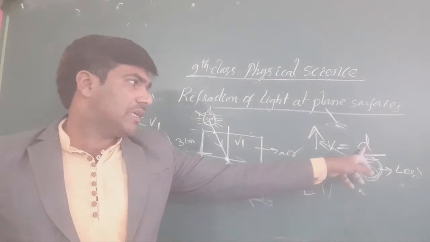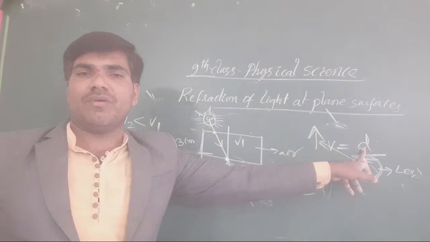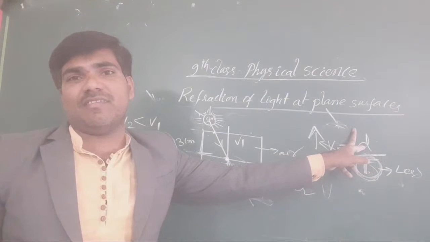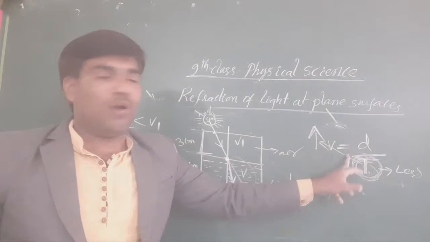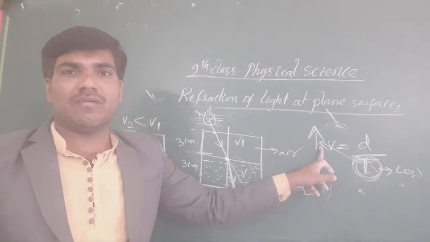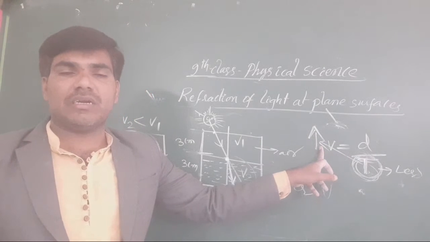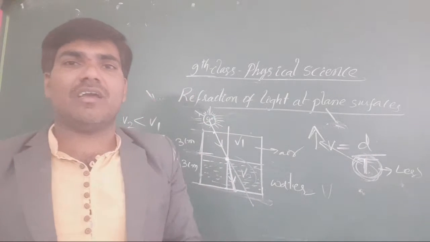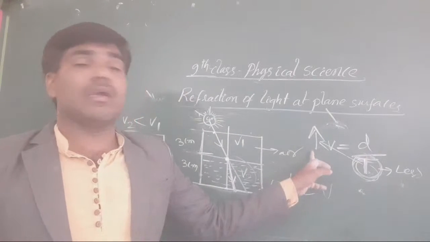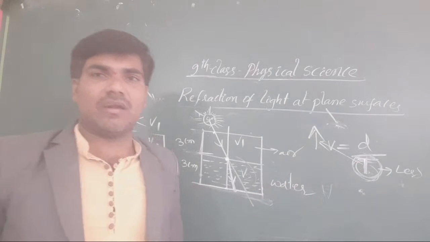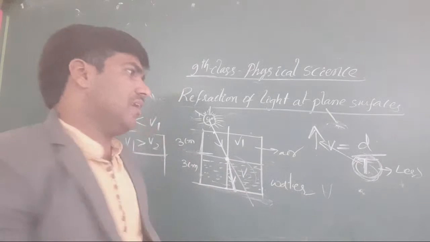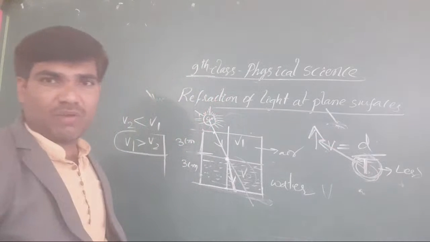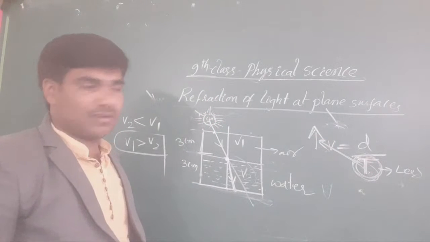There is another thing also: when there is less distance, how does V become greater? When the distance is less, only then does it become greater. Got it or not? There are two things here. When the distance is less, the velocity becomes greater. How is it possible?